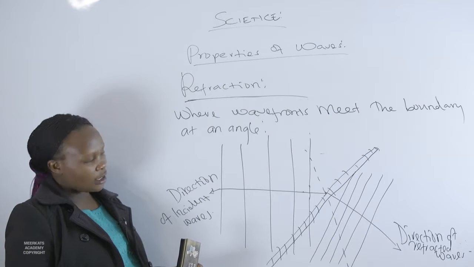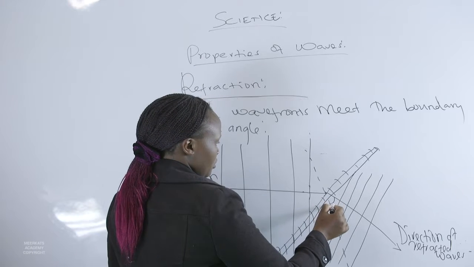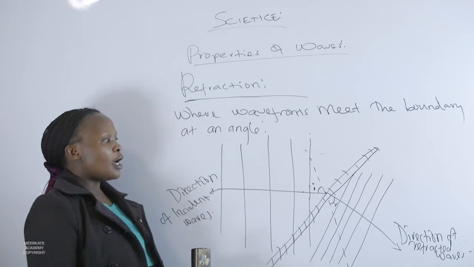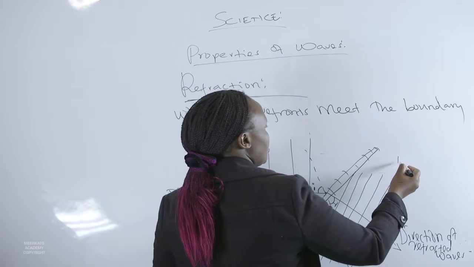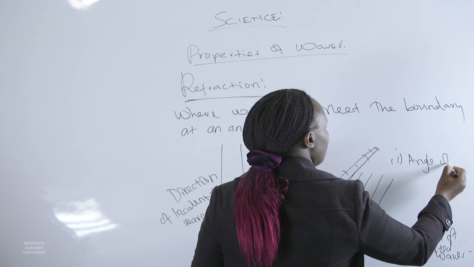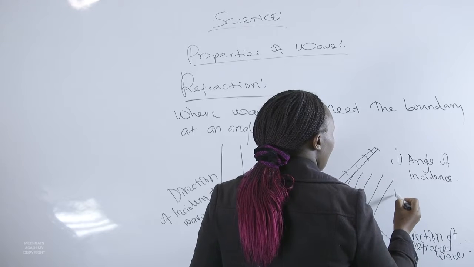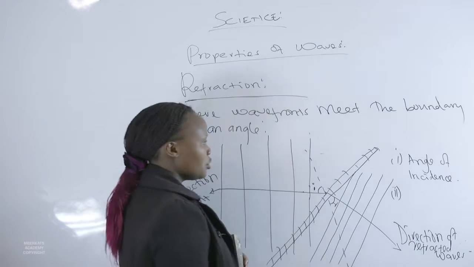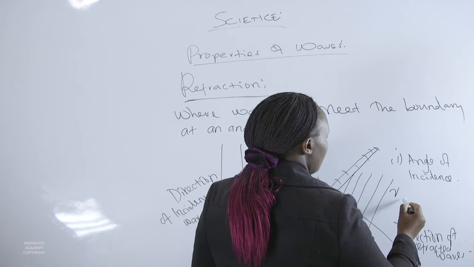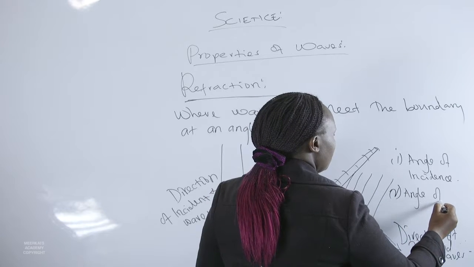Now, there is this angle here, and this one. Angle I is what we call the angle of incidence. And number 2, the angle R is what we call the angle of refraction.